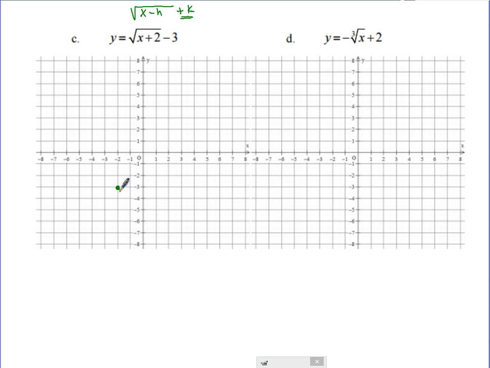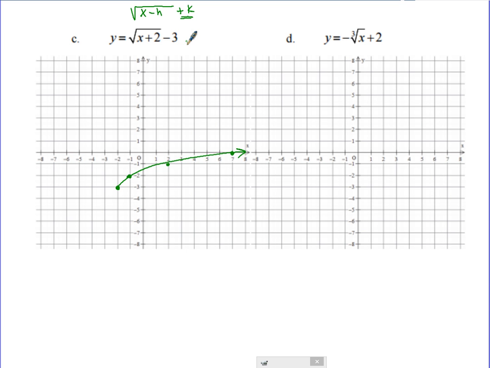So this is my endpoint. And then it has the same dimensions. There was no stretch or compress or no reflection. So we went over 1, up 1, over 4, up 2, over 9, up 3. Let me get this right. Over 9, up 3. Alright. And then that would be the square root function of this.